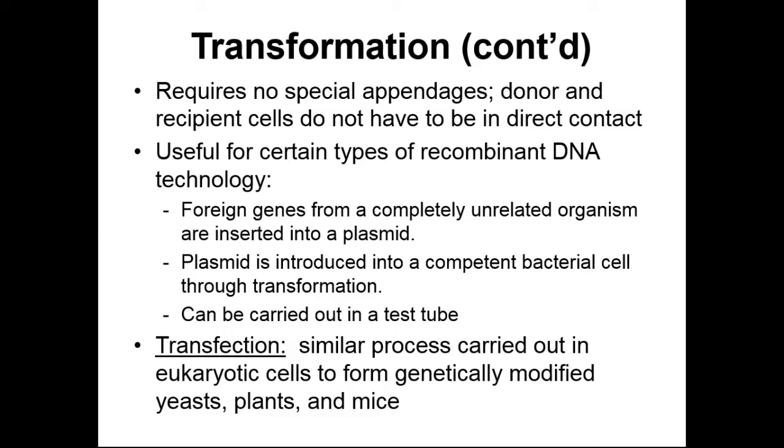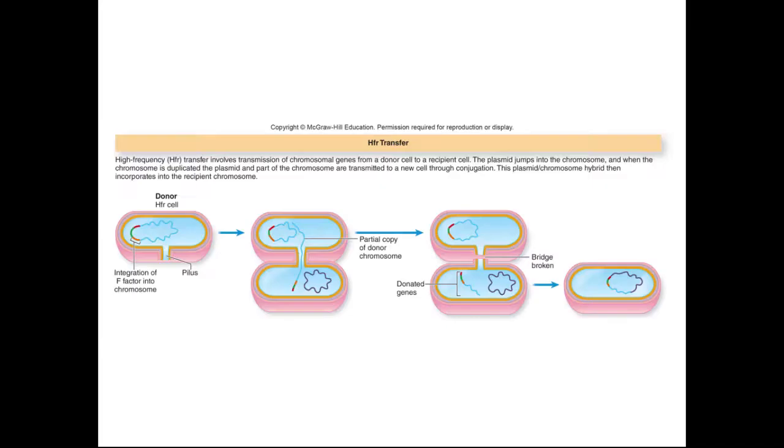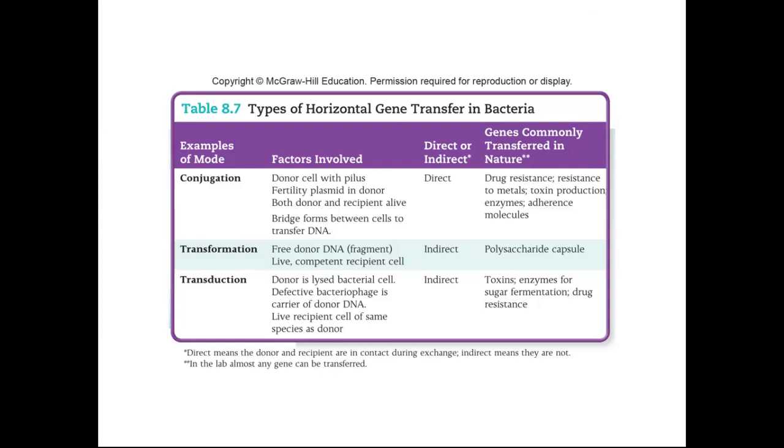Sometimes for transfection we'll use a bacterium intermediate. Agrobacterium was a common intermediate that we used in the lab to insert our favorite gene into a eukaryotic organism. Let's talk about transduction. That's the third method. Recall, we had the three primary methods: conjugation, transformation, and transduction.